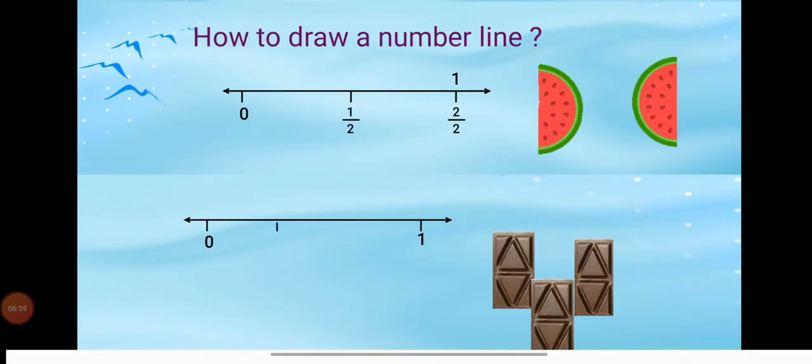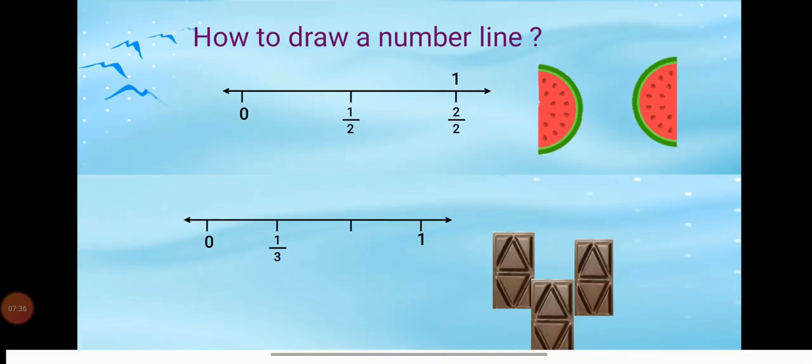So now we will have to make markings at regular intervals to denote this 1/3. As you can see, I have marked 1, 2 and 3. After 0, I'll write 1/3. Why am I writing 1/3? Because the total number of parts of a chocolate piece are 3. So 1/3 represents one part out of the total.